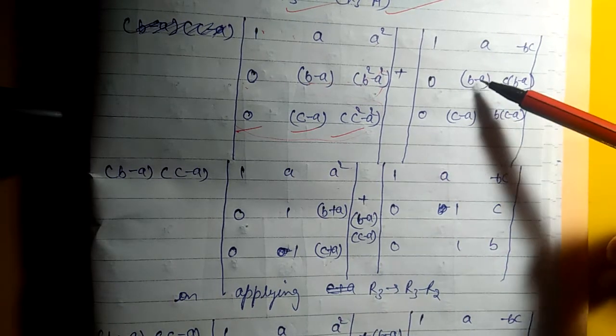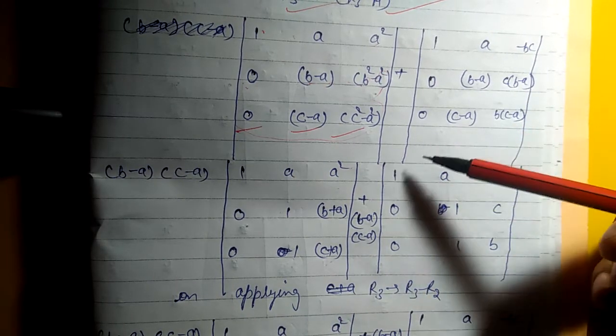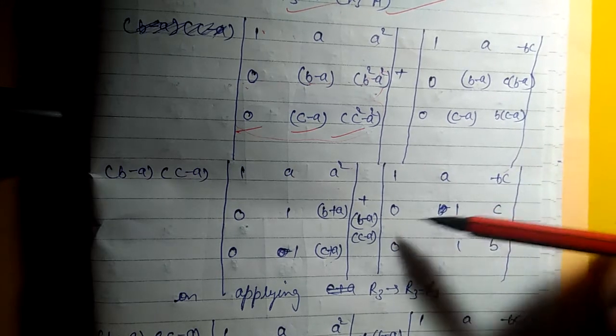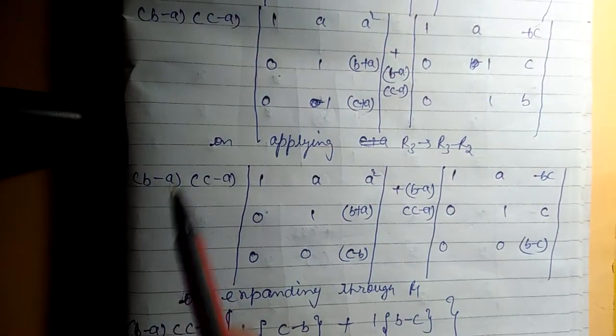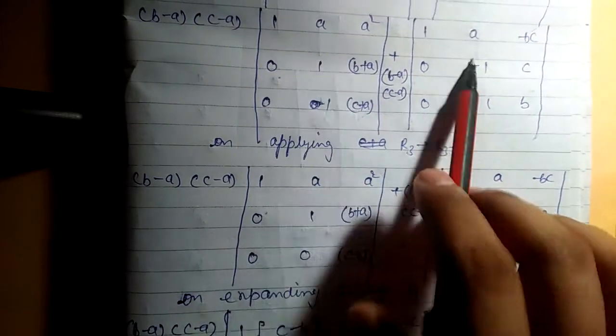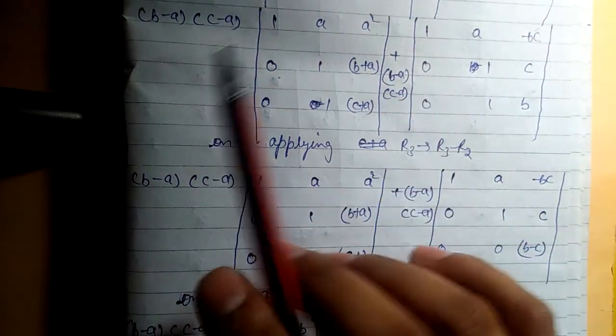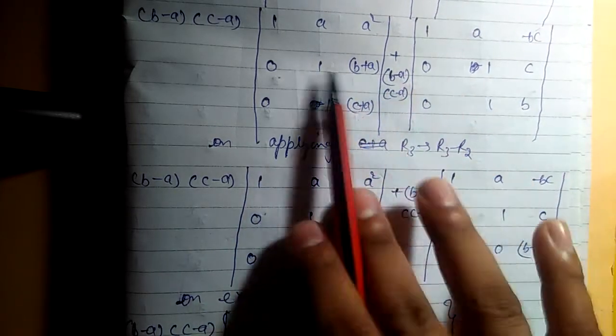And after taking the common b minus a and c minus a from this determinant, you will get 1, a, minus bc; 0, 1, c; and 0, 1, b. Now, these are not the same determinants. In the previous question these determinants were the same, so you could take them common, but here these determinants are not the same, so we cannot take the common.